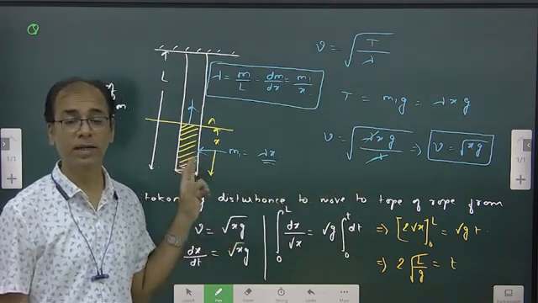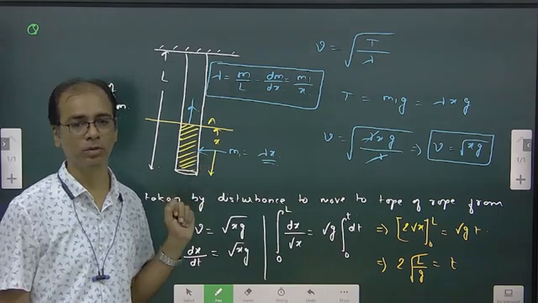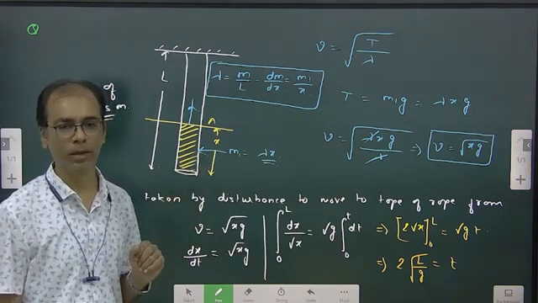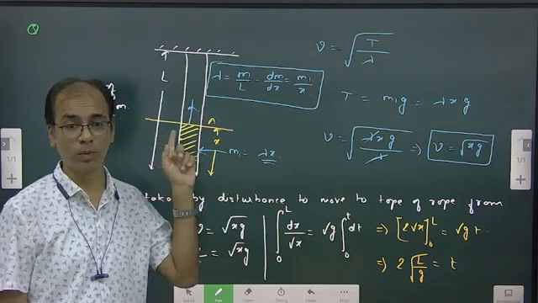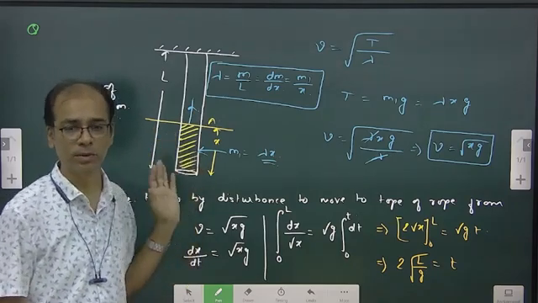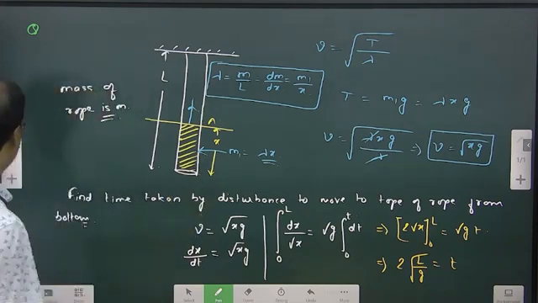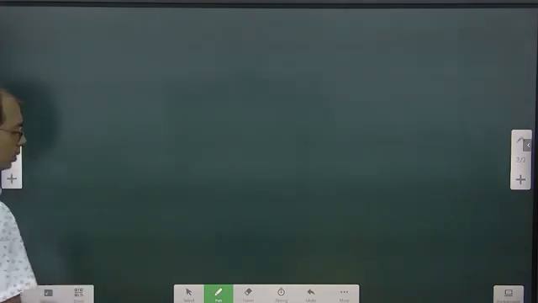But if its mass is considerable, we have to use this. Normally those questions will not be coming. Either questions will be coming as what we did, or directly this question will be asked. So don't worry. Okay, done. Right.